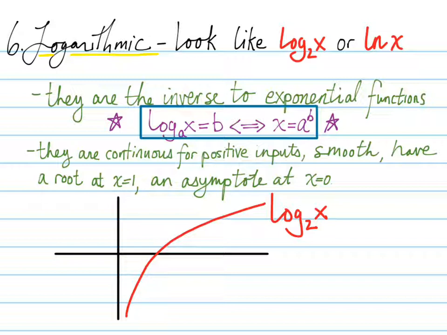Logarithms are like exponential functions in that they're continuous for positive inputs. Right? So log base 2 of x, you can put in any positive number for x, and that's fine. You can't put in negative numbers. You can't put in 0. Right? You can't put in 0 because 2 to the x can't be 0. Remember, with inverses, you can't plug into an inverse what you can't make for the original function. So they're continuous for positive inputs. They're smooth. They have a root when x is 1. They have a vertical asymptote when x is 0.